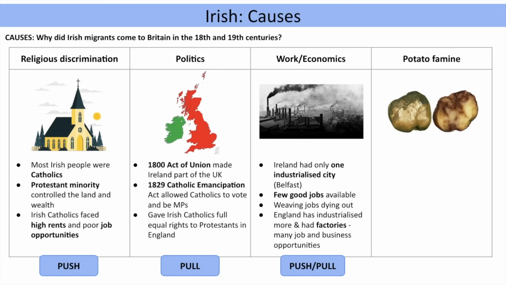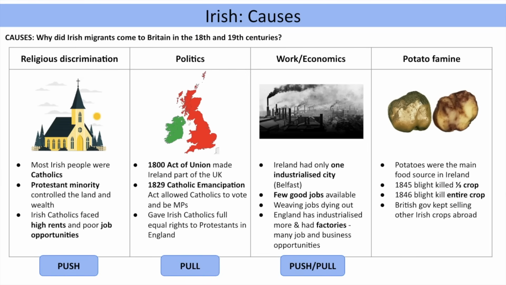Finally, and it's got to be the most important reason when we're talking about Irish migration specifically, is the potato famine. Potatoes had been the main staple food in Ireland, and in 1845 a big famine hits that kills a third of the crop. The following year the entire crop fails, so all of the potatoes are just mouldy, they're inedible, and the whole situation is made much worse by the British government, who refused to allow Ireland to keep its other crops and forced Ireland to keep selling them abroad.